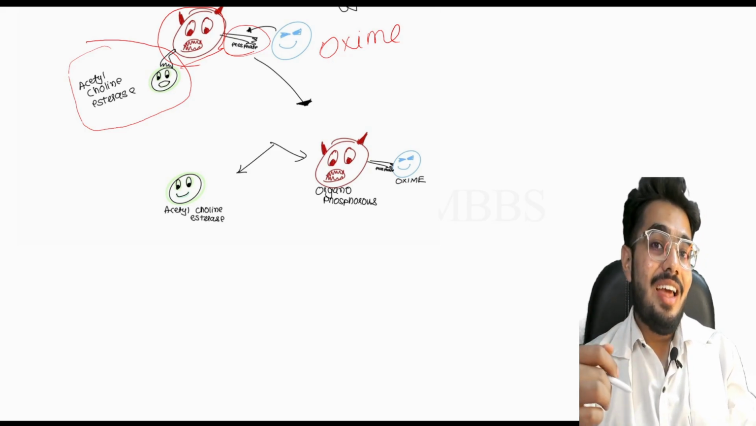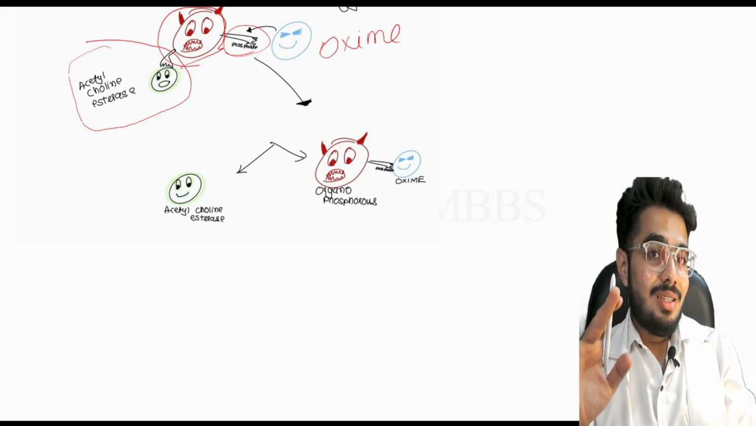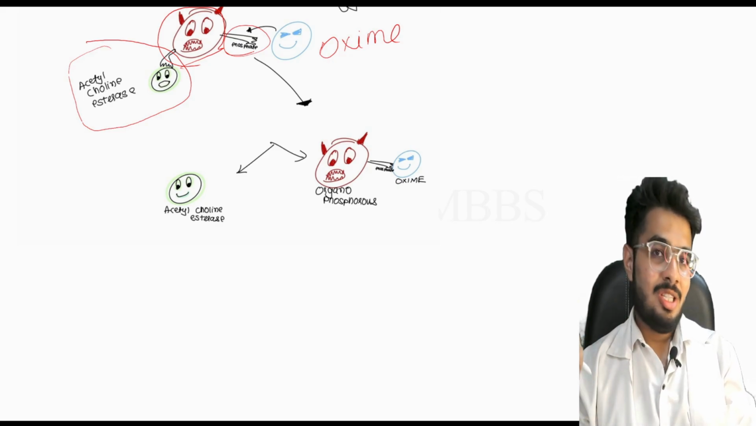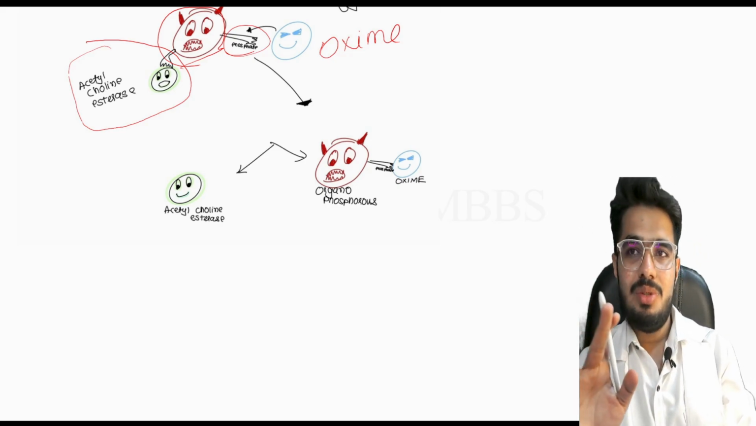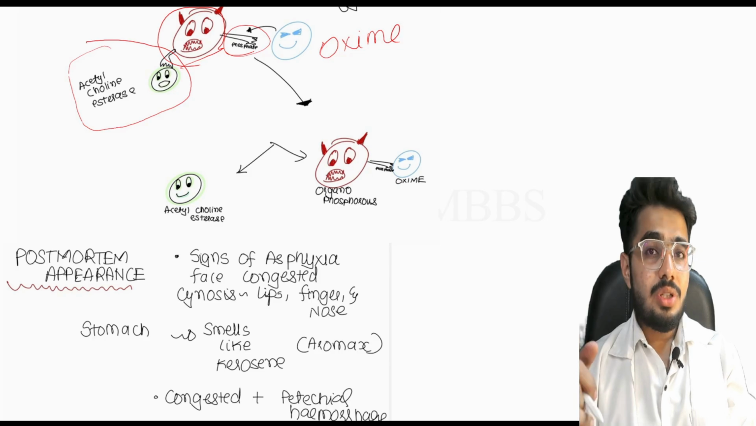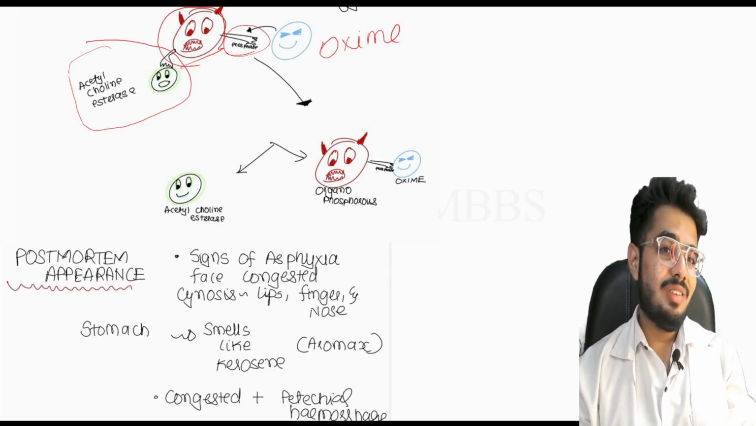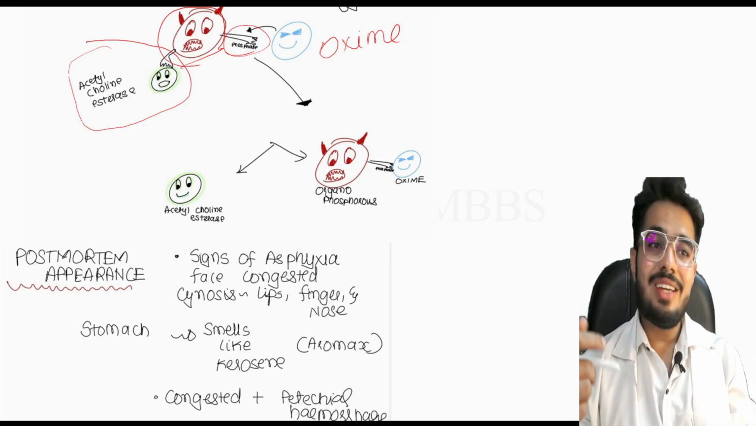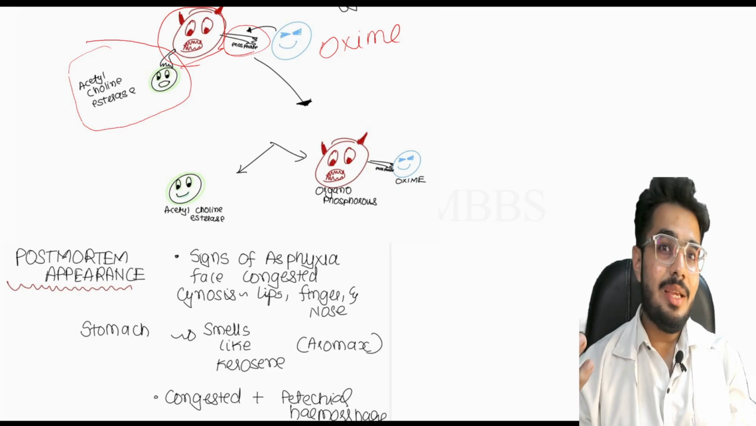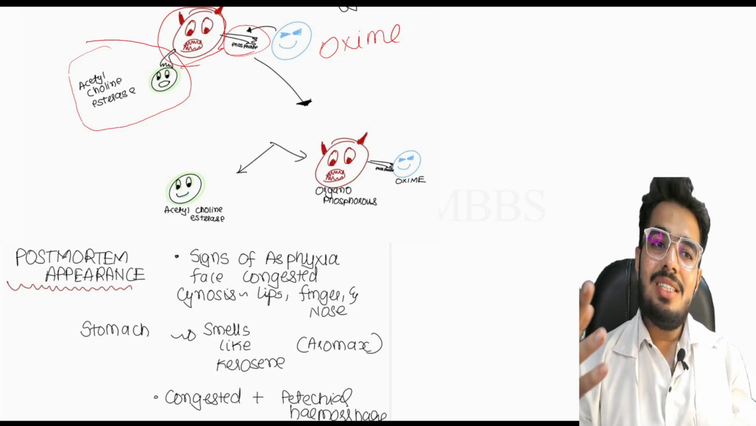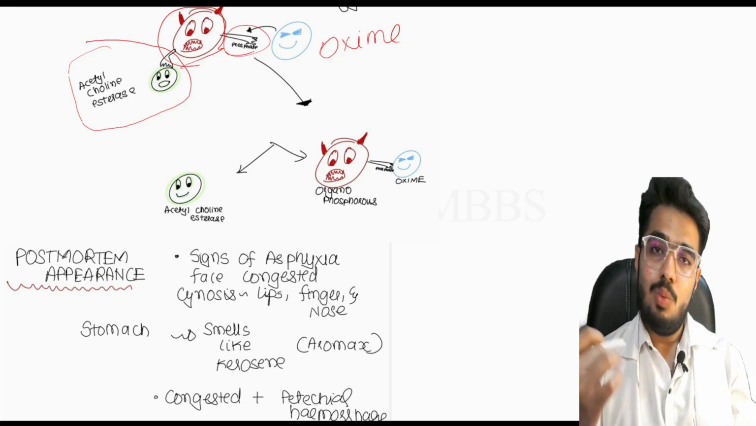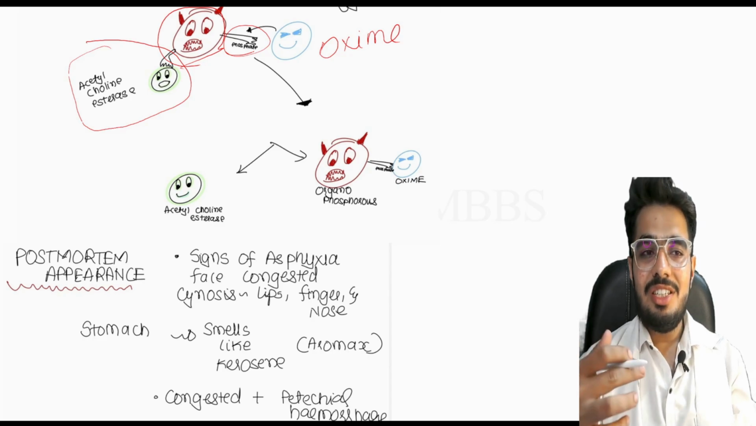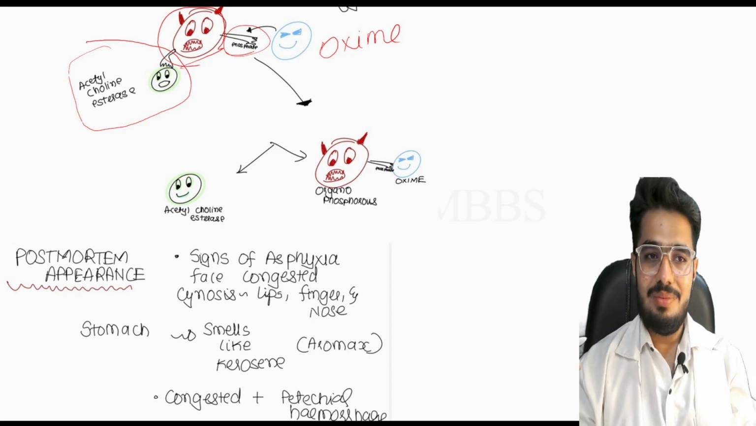And at last, before we complete organophosphorus compounds, what are the post-mortem changes? We understood its metabolism, absorption, everything. Now comes the last, post-mortem appearances. Post-mortem appearances in organophosphorus compound poisoning will be similar to asphyxia signs. There will be facial congestion, cyanosis at the lips, nose and fingers, and in the stomach there will be a smell like kerosene. We learn this is because of a compound called aromax. And there will be congestion and petechial hemorrhage in the stomach mucosa.